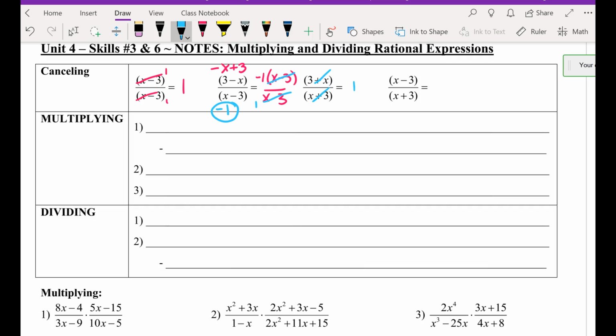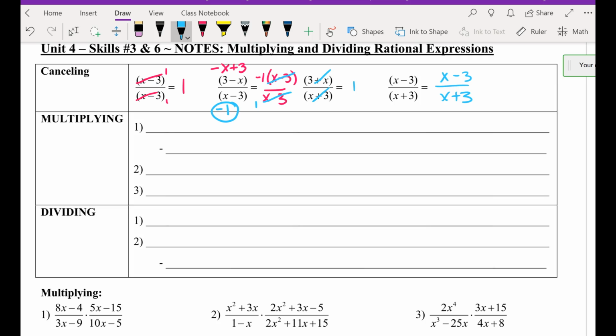How's the last one? Can I straight up cancel them and get negative 1? No, they're not even the same, right? X minus 3 is totally different from x plus 3. So that one, guys, there's no canceling. You're just going to write it as is, okay? Sometimes you can't simplify anymore. That's as far as you're going to be able to go.